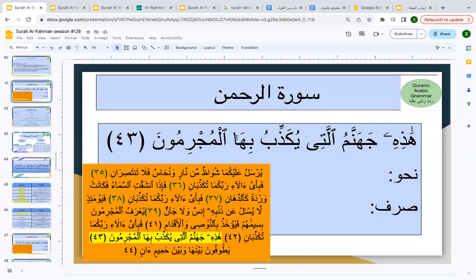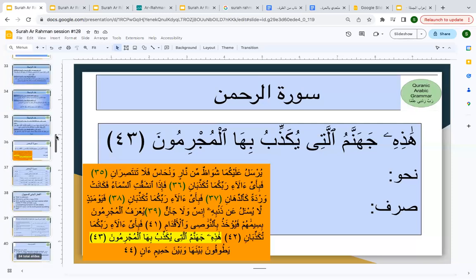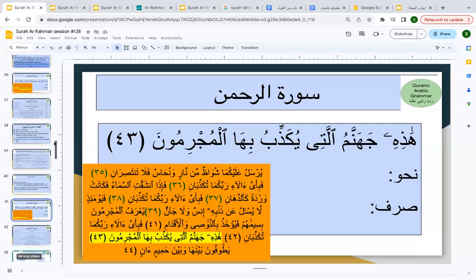Biha is going to be jar wal majroor, mutalliq bil fi'l, and this is your entire sentence. Now tell me, what's the status for this sentence? Yukazzibu biha al-mujrimuna. For every sentence we look for status, as we have been doing throughout the course. Yes, it has no status. It is la mahalla lahu min al-i'rab.